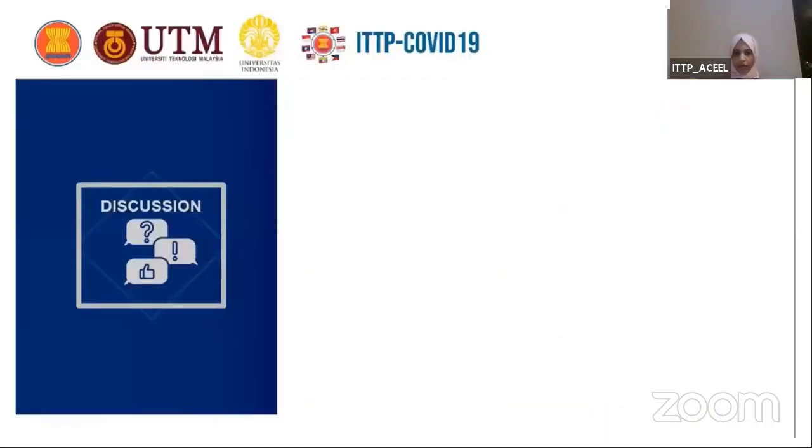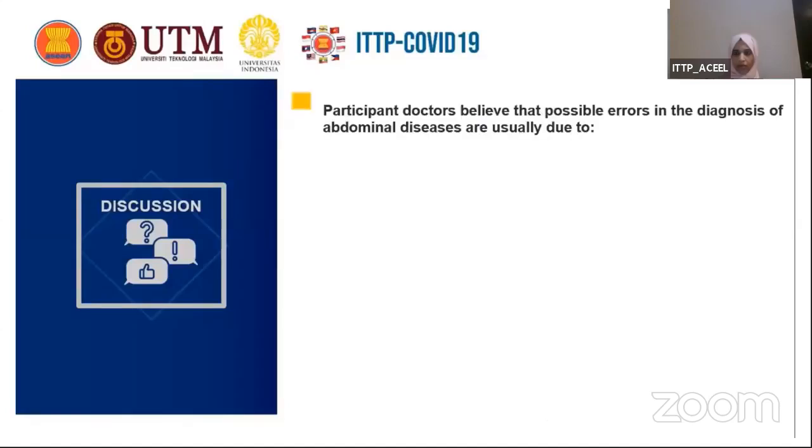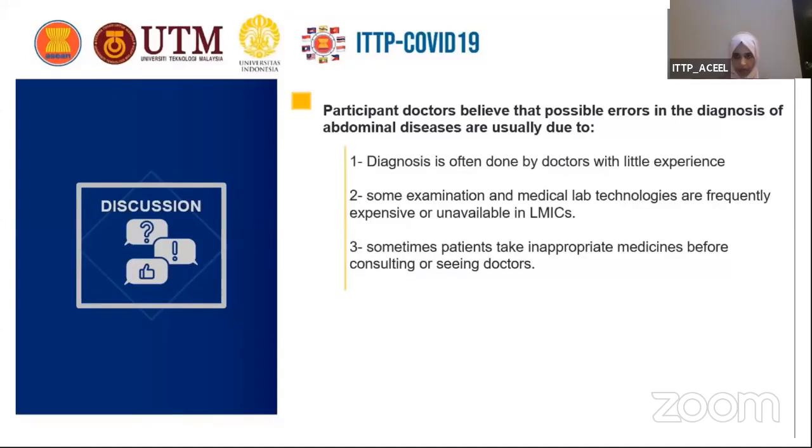So in general, most of the participants had a positive perception about using the model, and this is because the participant doctors believe that possible errors in the diagnosis of abdominal diseases are usually due to different reasons. For example, the diagnosis is often done by doctors with little experience, so they may need such a system to help them. Also, some examination and medical lab technologies are frequently expensive or unavailable in LMICs. Additionally, sometimes patients take inappropriate medicines before consulting or seeing doctors.